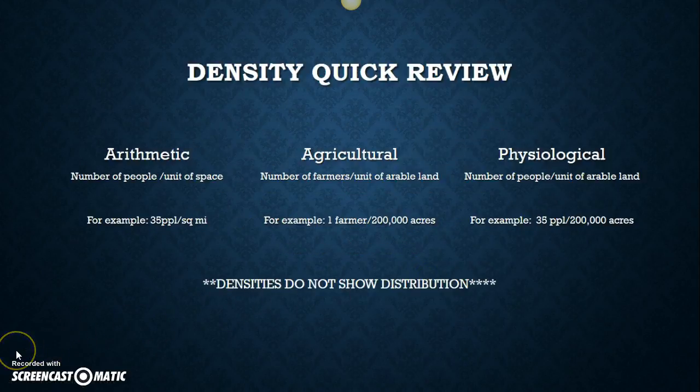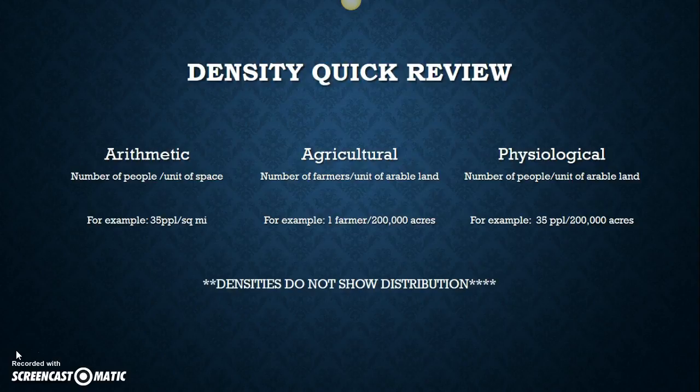So we talk about population density. Really what we're talking about are three different ideas. There's arithmetic density, which is the number of people per unit of space. Think of that kind of like an average. We might see it, for example, as 35 people per square mile or something like that.